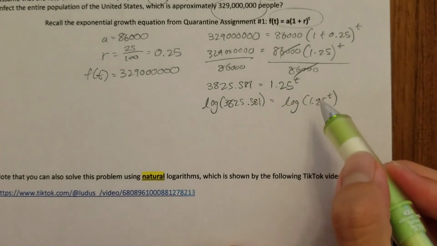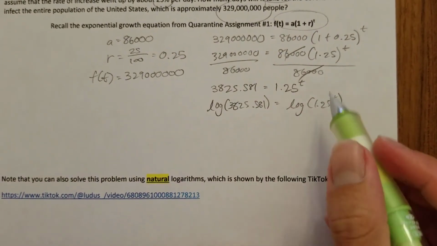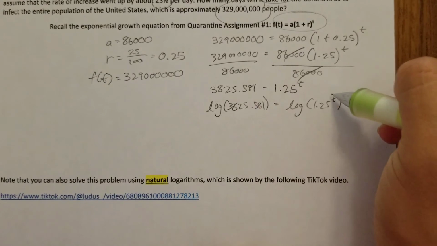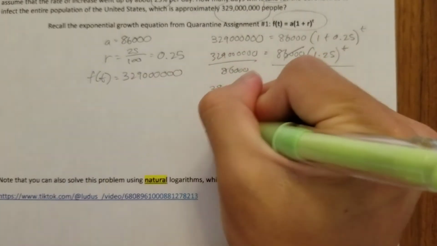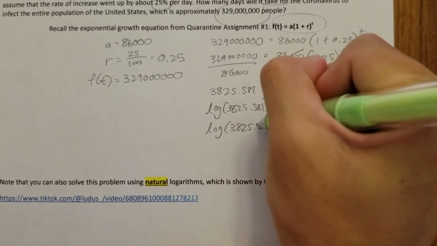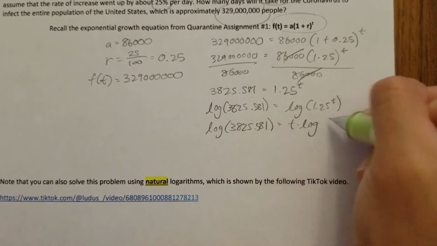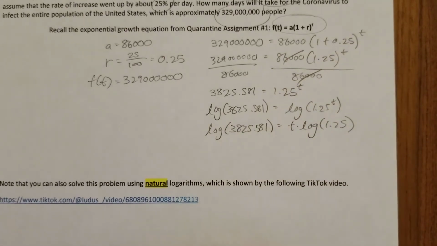Next, on the right hand side, we're going to use that power property. So this t is going to be placed in the front. So this is log of 3825.581 equals t times log of 1.25.